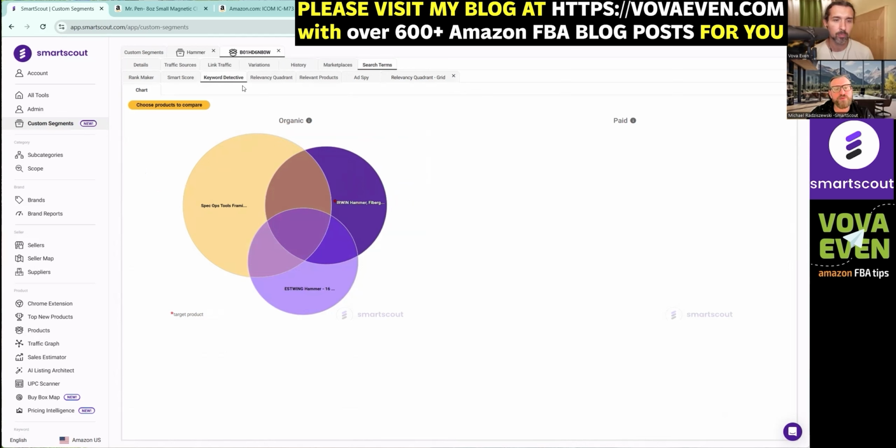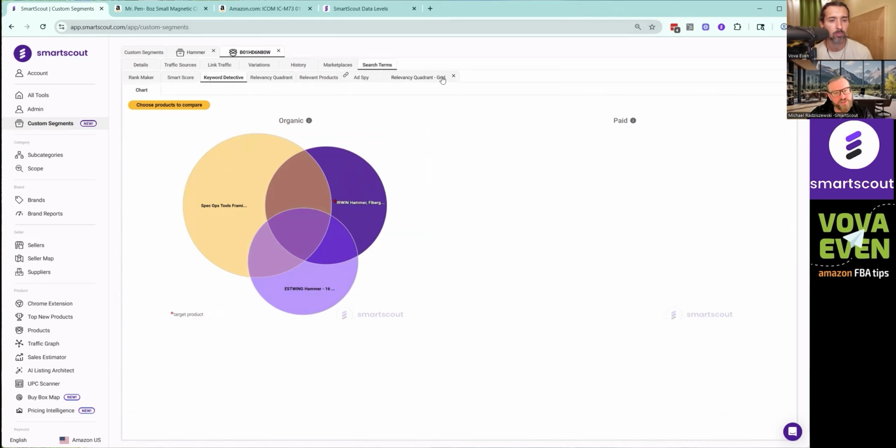But to go over Keyword Detective, this is a really, really awesome tool. And by the way, right now we're doing this on the product level, but you can also do this on the brand level, and you can also do it even on the category level.